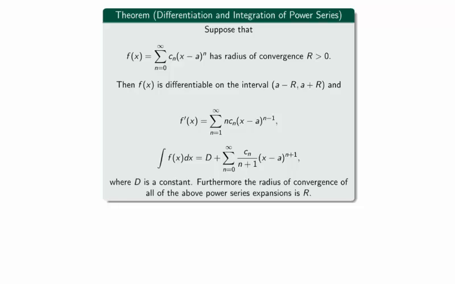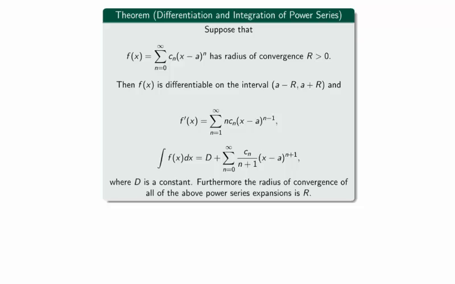We now conclude with the most important part of this section, integration and differentiation of power series. We state the theorem that tells us how to do this. Suppose that f of x equal to the sum n equals 0 to infinity of cn times x minus a to the n has radius of convergence r greater than 0. Then f of x is differentiable on the interval a minus r to a plus r, and the derivative f prime of x equals the sum n equals 1 to infinity of n times cn times x minus a to the n minus 1. And the integral of f of x dx equals d plus the sum n equals 0 to infinity of cn divided by n plus 1 times x minus a to the n plus 1, where d is a constant. Furthermore, the radius of convergence of all of the above power series expansions is r.